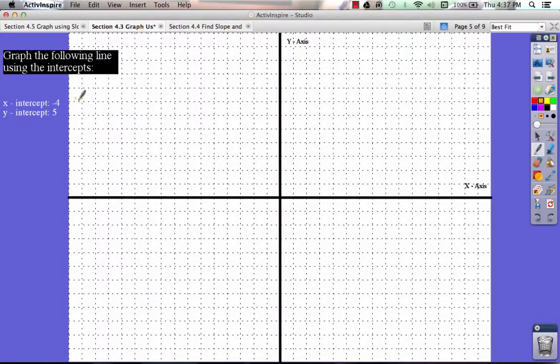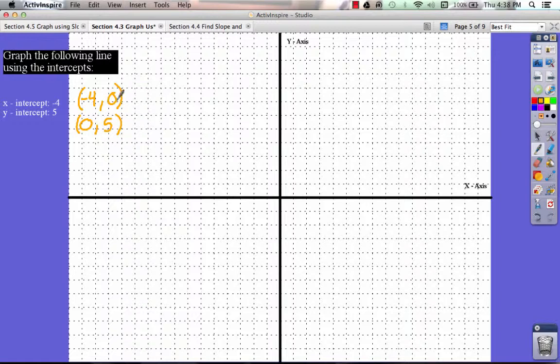Now we're going to try another. We're going to graph the following line using the intercepts again. Again, we have the x-intercept is -4, so we need to write the coordinate first. The coordinate for the x-intercept is -4, comma, 0, because x always goes first. The y-intercept is 5. Remember, x goes first, and for a y-intercept, x is always 0. So 0, comma, 5. Now that we have those two coordinates, we can plot them.